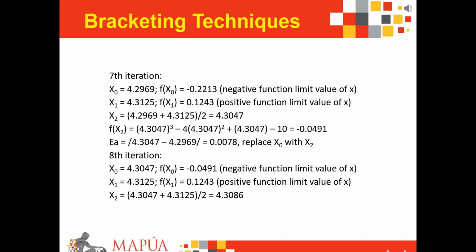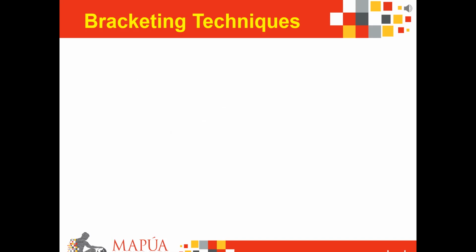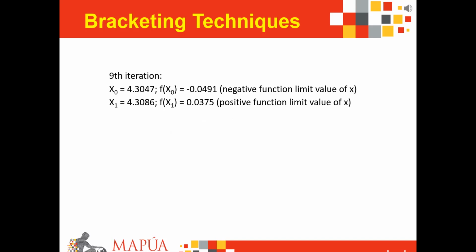Solving for its midpoint, you have 4.3086. Evaluating your function fx2 gives us 0.0375. Obtaining the absolute error eventually shows us that we still need to continue the process. Thus, we replace x1 with x2. On the ninth iteration, then, this would be our given values.